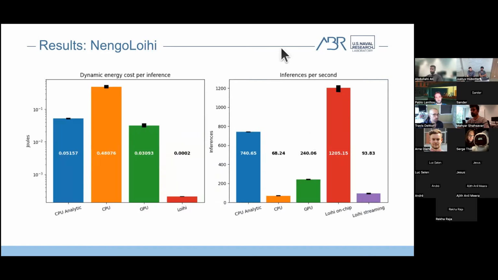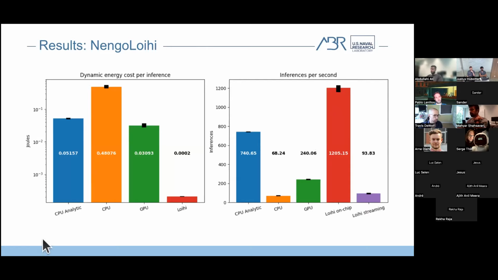And then also, because we're on Nengo Loihi neuromorphic hardware, we're also very interested in how much energy is used. What is the cost per inference in terms of joules? And how many inferences per second? Latency and energy, two big advantages offered by neuromorphic hardware.